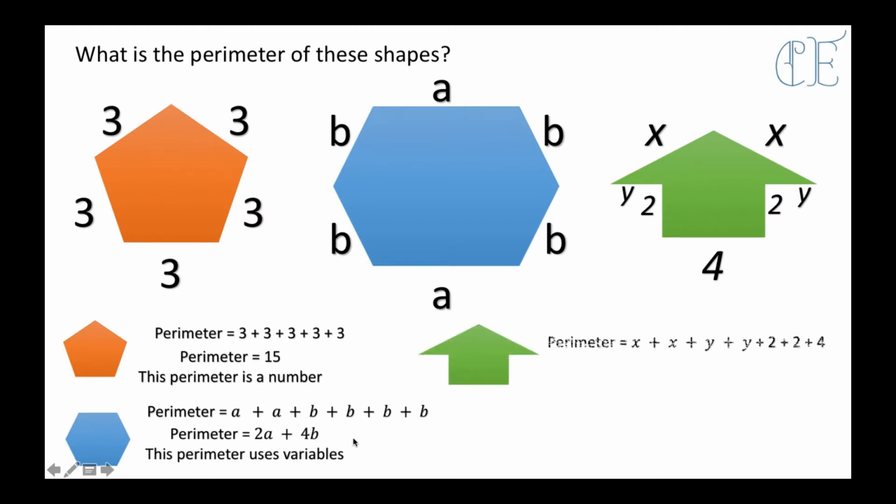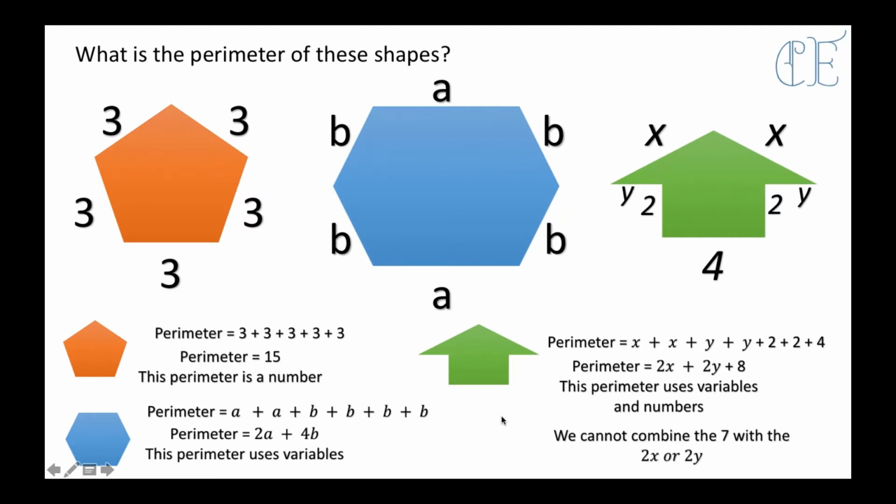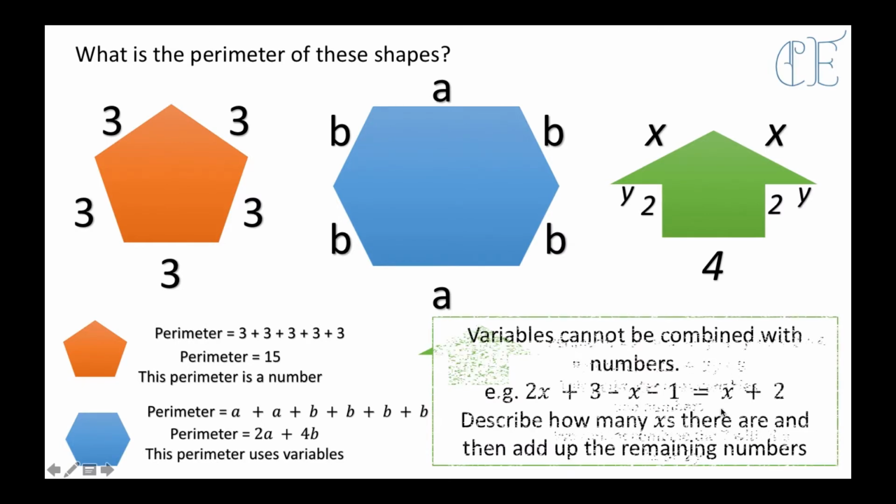And on the third one we have 2 x's, 2 y's, 2 2's and a 4. So we've got 2x, 2y, plus, and then we can add all the numbers together, which is 8. So this perimeter uses variables and numbers. We can't combine the 8 with the 2x or the 2y. We have to leave it as is. So variables can't be combined with numbers.